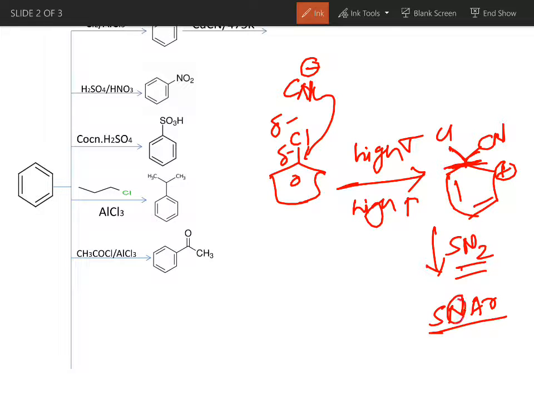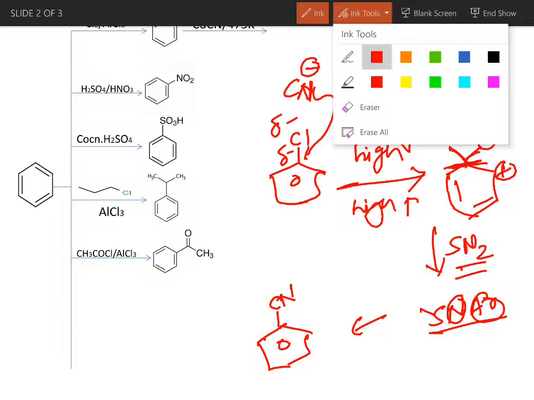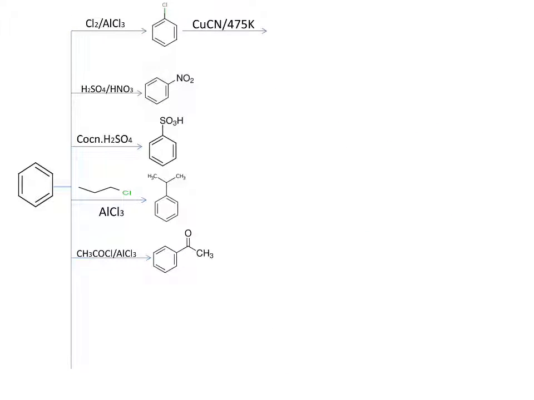SNAr is known as nucleophilic aromatic substitution reaction, and it forms a compound cyanobenzene, also called benzonitrile. So the product, when chlorobenzene reacts with copper cyanide at high temperature, is cyanobenzene or benzonitrile. Further, this cyanobenzene is reacted with water in acidic condition.